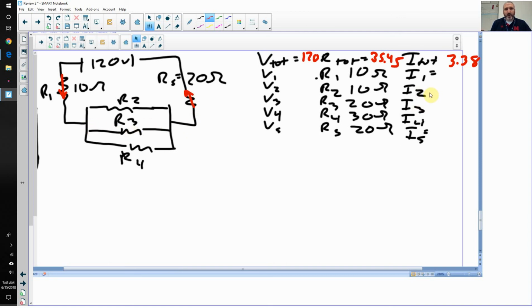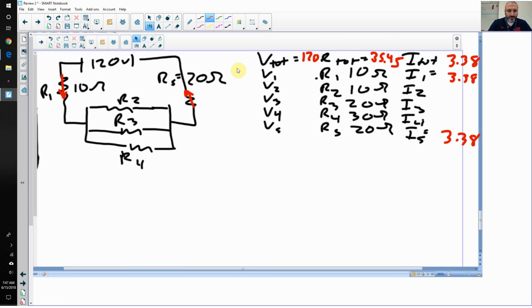So I2, I3, and I4 should add up to 3.38 amps. But I1 is 3.38 amps, and I5 is 3.38 amps, because there's only one wire going into both of those. These three should add up to 3.38. Now I know V equals IR for these two, V1 and V5, so I can figure out the voltage here and the voltage here. We're going to lose a little bit in rounding because it's actually 3.38504, whatever. So we're going to end up with ballpark ideas, but it'll be really close.